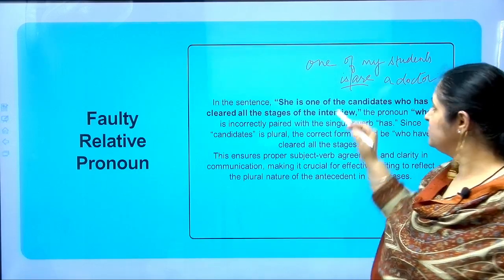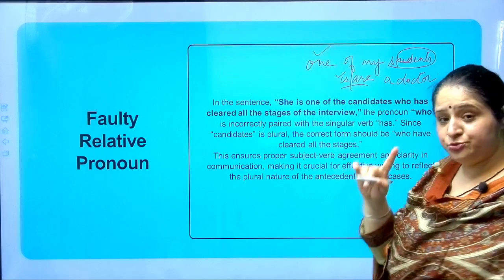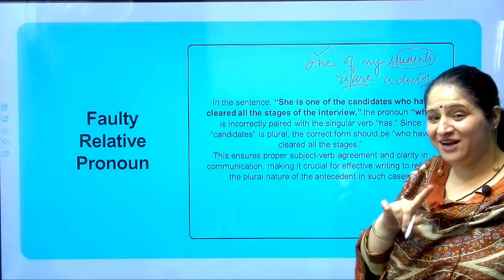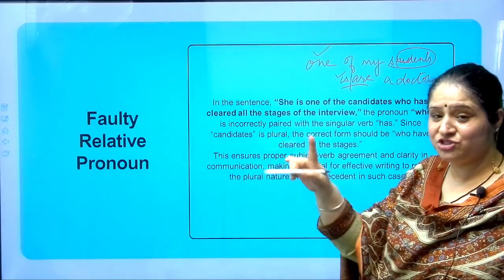I'll say one of my students is a doctor, because out of many students, I'm talking about one student. So my subject remains singular, one. So one student is a doctor. He is a doctor or she is a doctor.